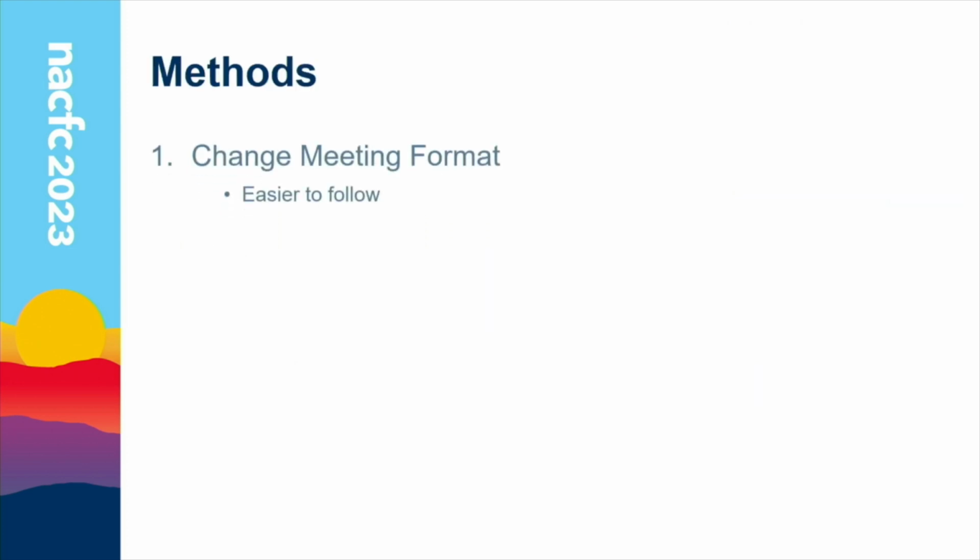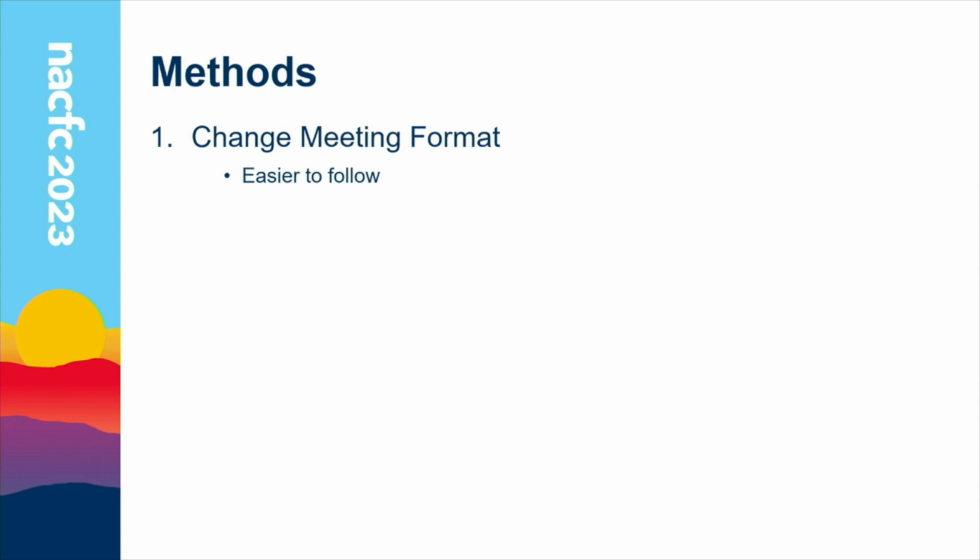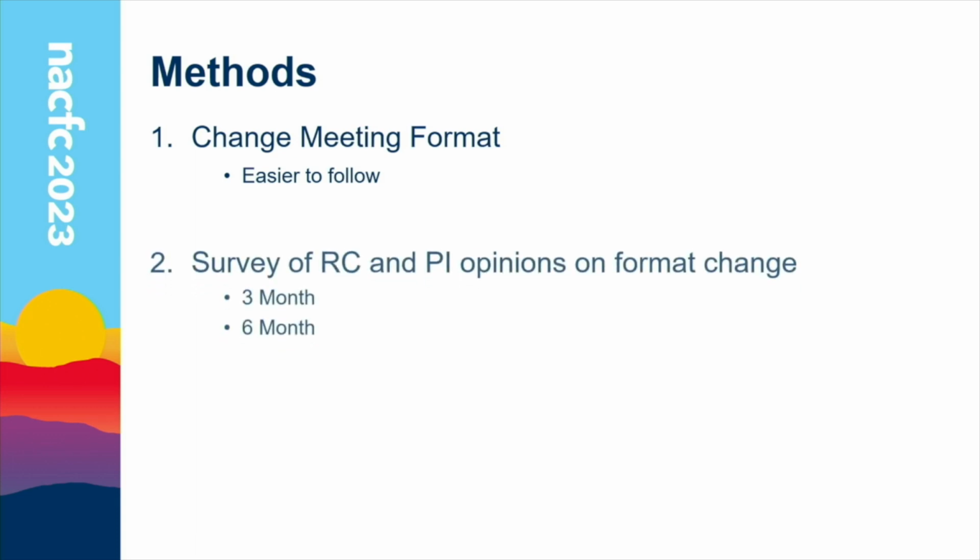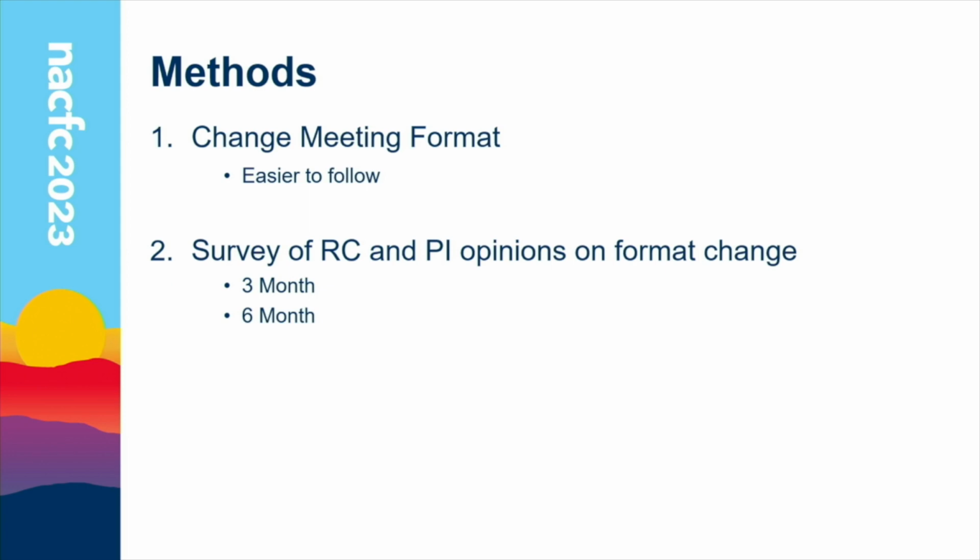Some of the ways that we're going to do that is we were going to change the meeting format. We wanted to make it easier to follow from the meeting we had previously, formatted a little bit more for the online format that we had. And then we were going to survey the RCs and the PIs that attend this meeting to see their opinions on the format change. We did this at the 3-month and the 6-month time point, and I will say the 3-month time point looks back at the old format because we did not collect data prior to the change. And then we just asked about relevancy.